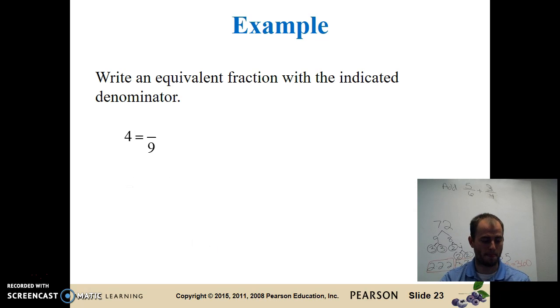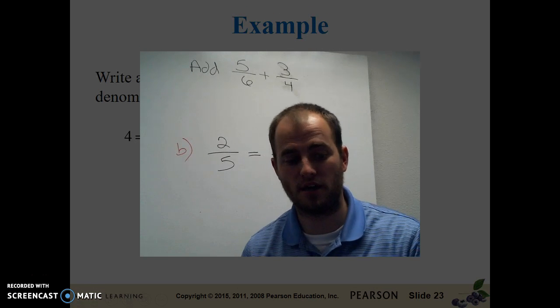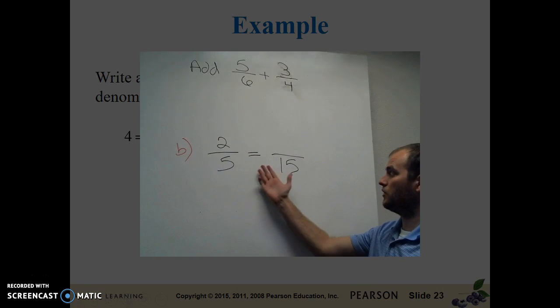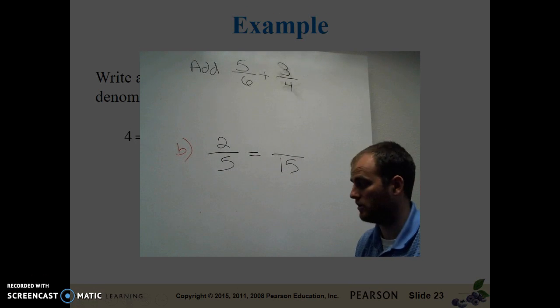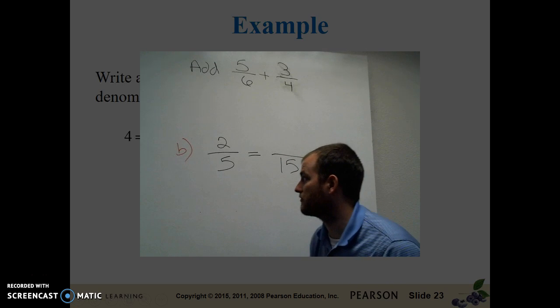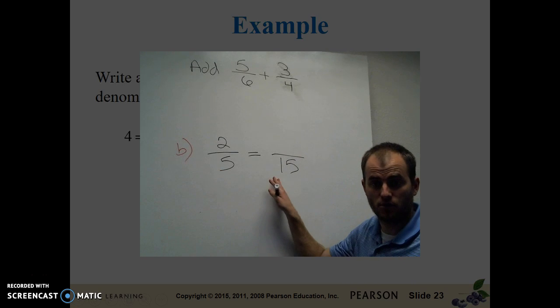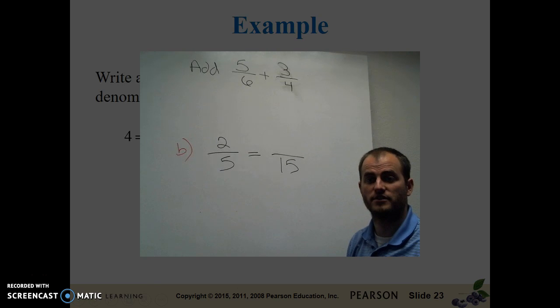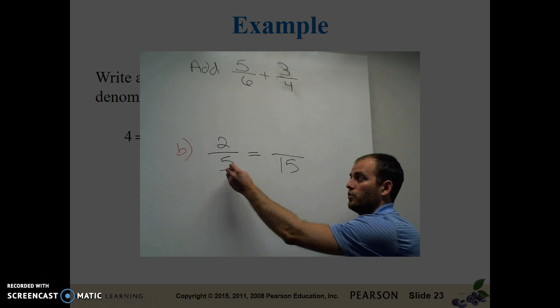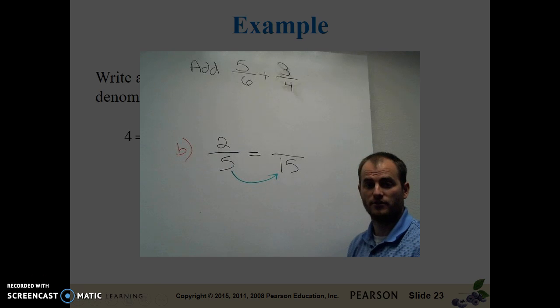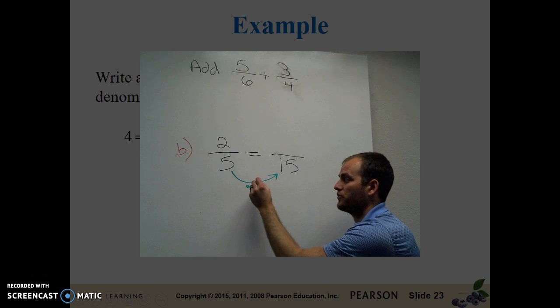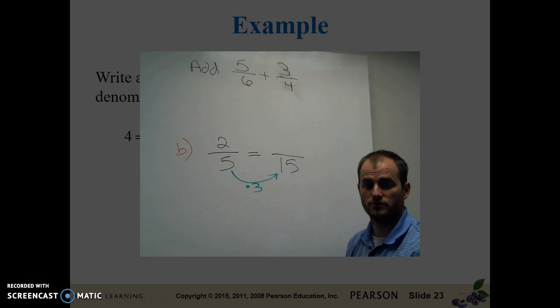Let's look at another one. Before we do this one, let's take a look at this one on the board. Letter B on your sheet. 2 over 5 equals what over 15? Okay, so we have 2/5, and in order to add this together with another one, we want to rewrite it as something over 15. So to do this, we need to figure out how we went from 5 to 15. Well, we multiply by 3. 5 times 3 is 15.